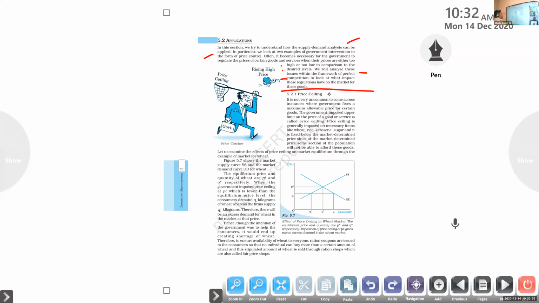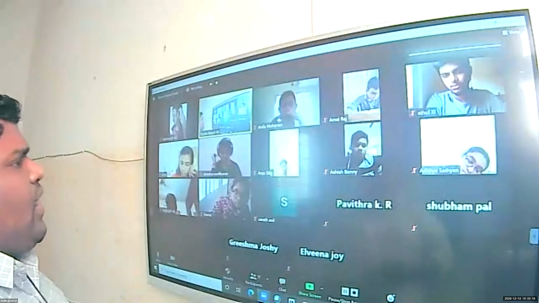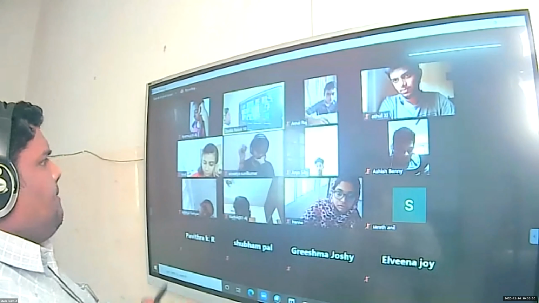It is not very uncommon to come across instances where the government fixes a maximum allowable price for certain goods. The upper limit imposed by the government on the price of a good or service is called a price ceiling. Underline that, it is the answer for a question. Price ceiling. So if you are purchasing a product from the market, we are able to find a particular term there. What is that?